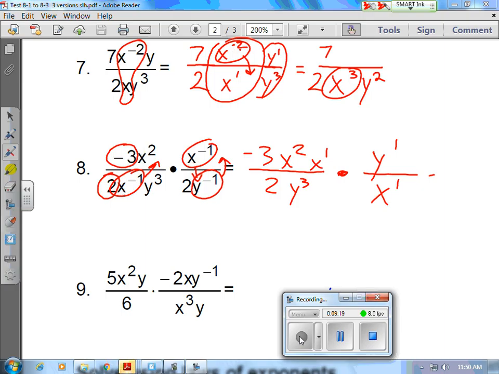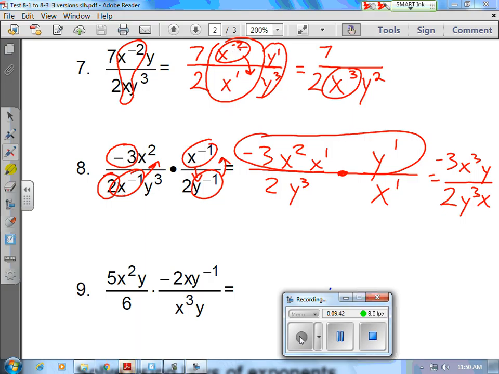So then when we multiply the two fractions together, in the top, we get all of that multiplied together. It's negative 3, x to the third, y to the first. And in the bottom, it's 2, y to the third, x to the first. We're not reduced. If we have an x in the numerator and an x in the denominator, there's some reducing we can do.